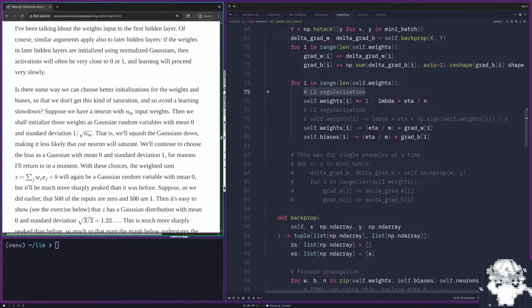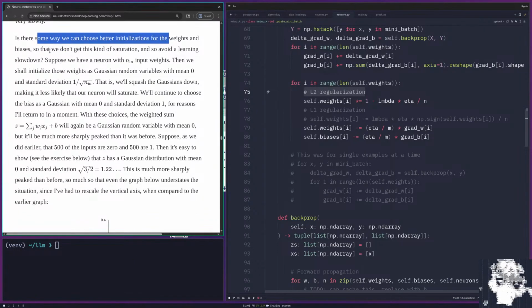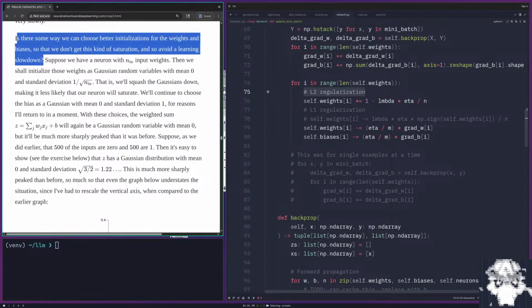Okay. I've been talking about the weights input to the first hidden layer. Of course, similar arguments apply also to the later hidden layers. If the weights in the later hidden layers are initialized using normalized Gaussians, then activations will often be very close to 0 or 1, and learning will proceed very slowly. Is there some way we can choose better initializations for the weights and biases so that we don't get this kind of saturation and so avoid a learning slowdown? So here's my guess at this point.